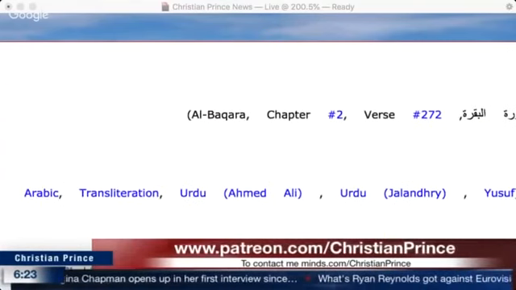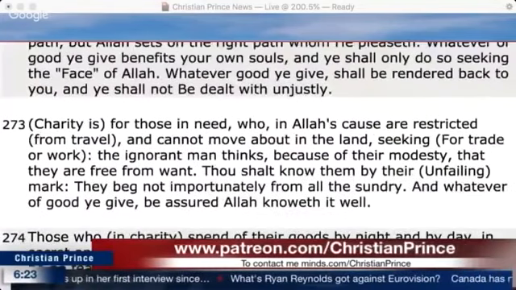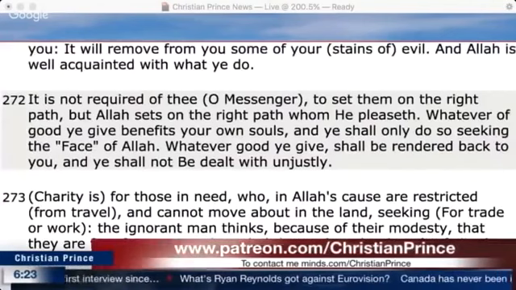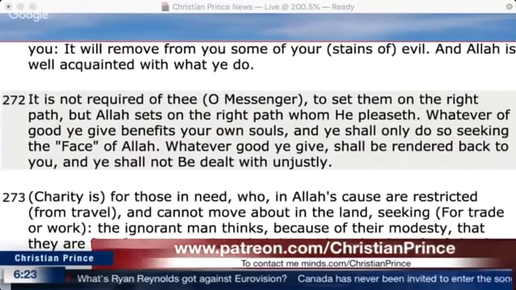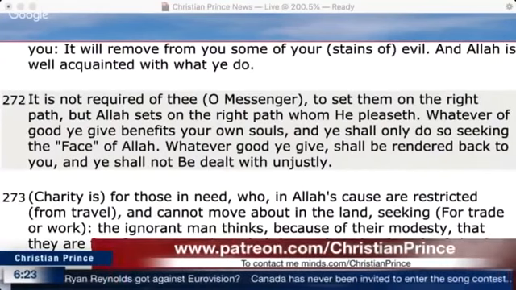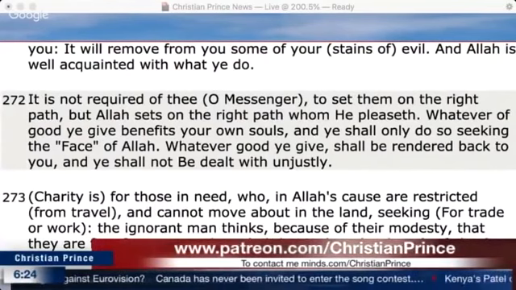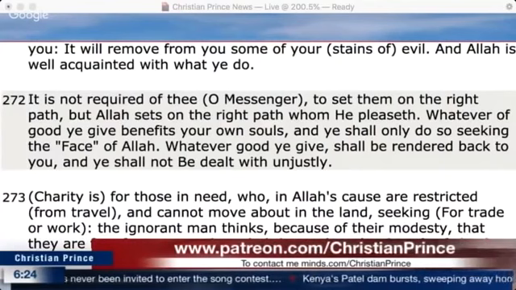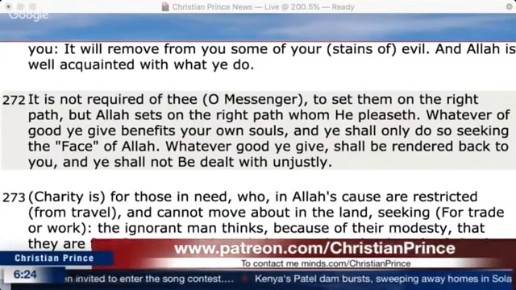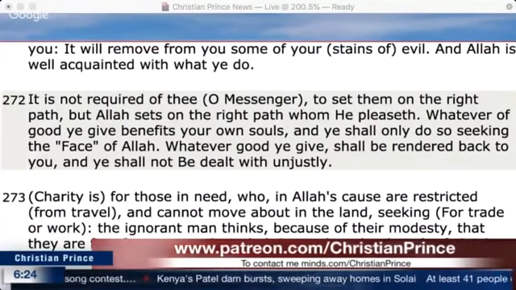Can you read for me chapter 2, verse number 272? Let me read chapter 2, verse 272. "Not upon you is responsibility for their guidance, but Allah guides whom He wills. And whatever good you spend is for yourselves, and you do not spend except seeking the countenance of Allah. And whatever you spend of good, it will be fully repaid to you, and you will not be wronged."